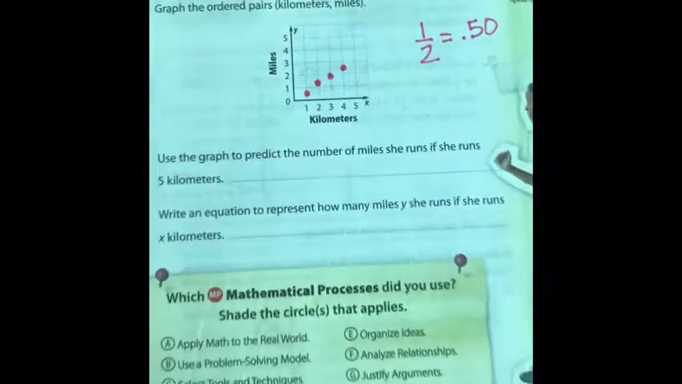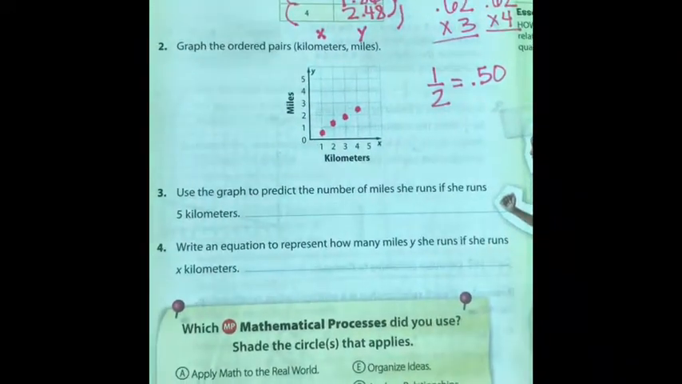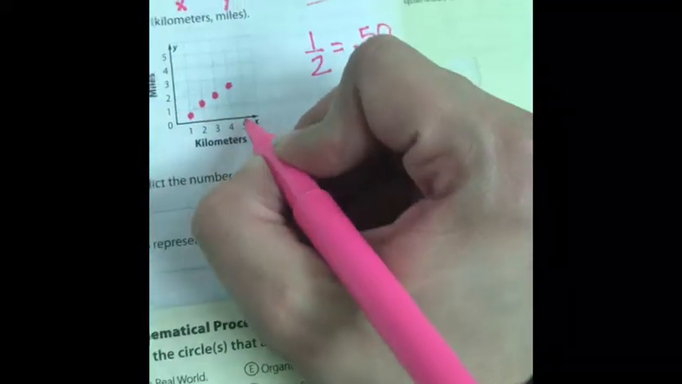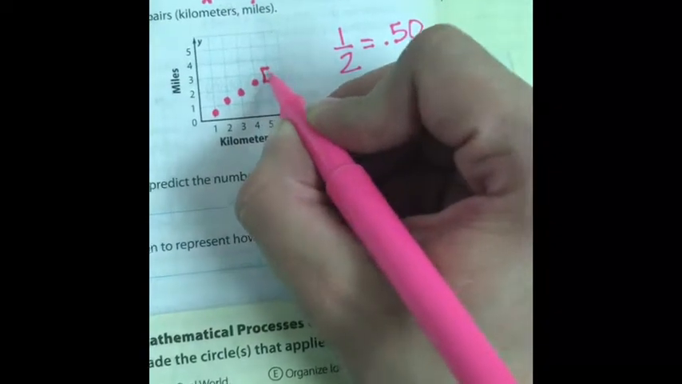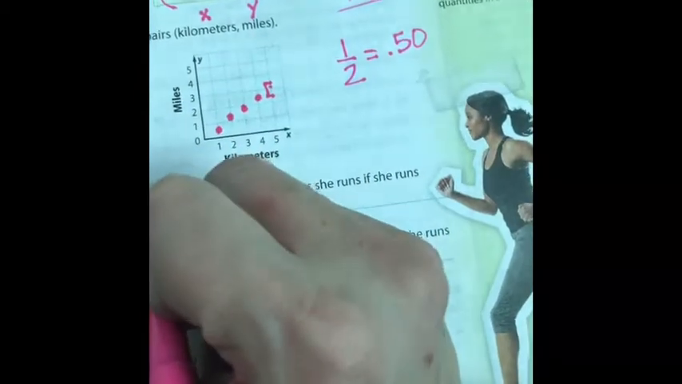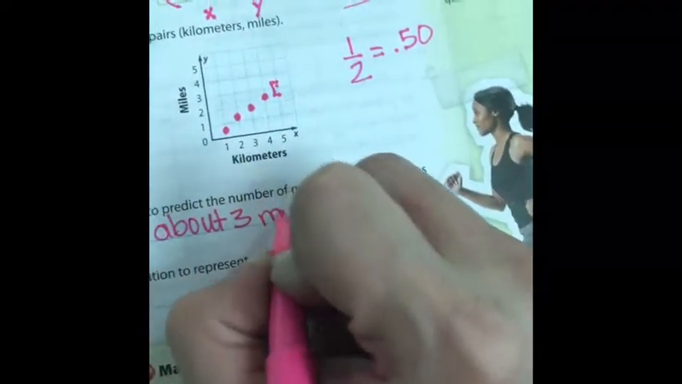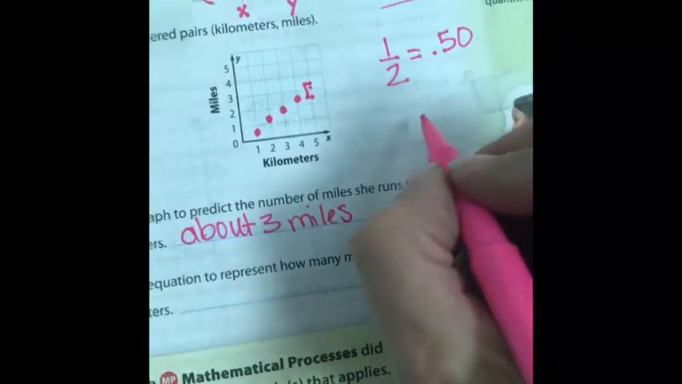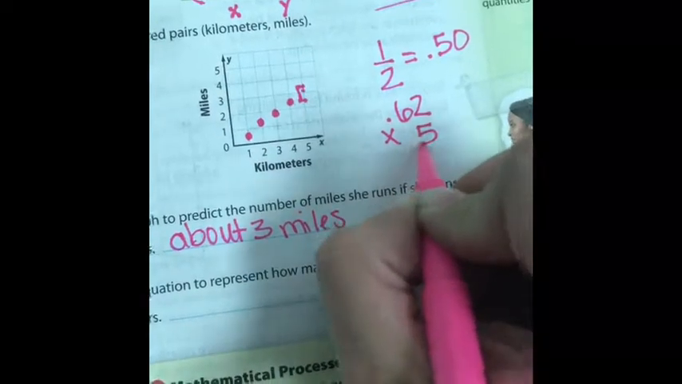So now if we use the graph, we can predict the number of miles she runs if she runs 5 kilometers. So if we were to do that, we could look at 5 kilometers and where we would fall. I feel like we would be somewhere in here. So I could predict that she would be about 3 miles.